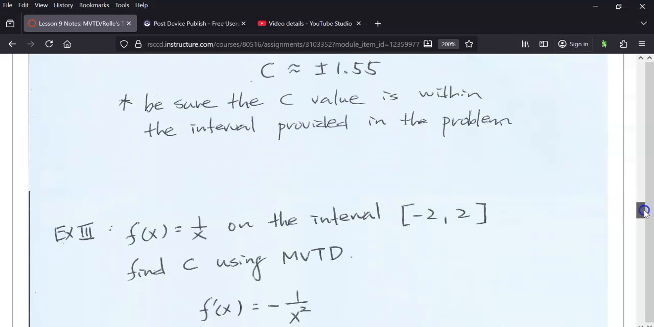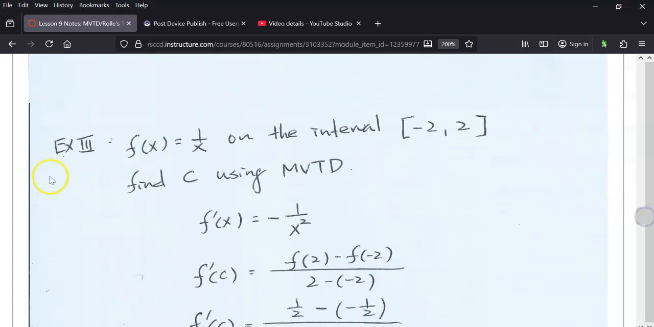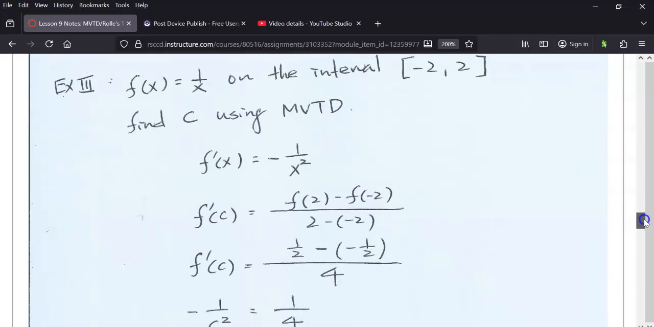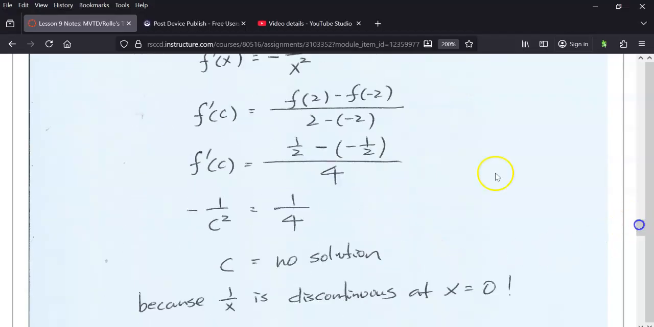Okay, let's do another one. Same thing. Example 3: f of x equals 1 over x on the interval -2 to 2. We want to find c using the mean value theorem. So we take the derivative of 1 over x, which is -1 over x squared. This derivative at c must equal the slope between these 2 points on 1 over x. So we plug in f of 2 minus f of -2, over 2 minus -2.